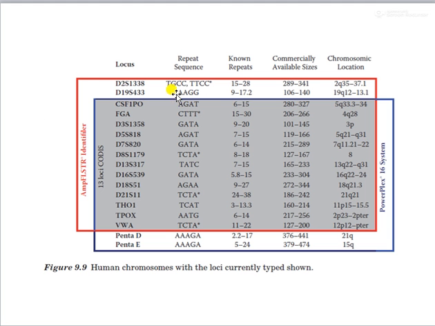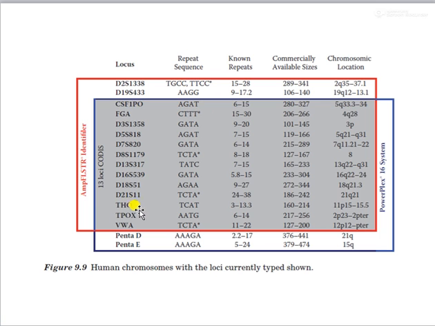Now, I told you in the case of FBI, we use 13 different STR loci to do the DNA profiling of a particular person. If you consider these 13 different loci, you can see that there are different loci in which the STR sequences are found to be repeated. And each locus has a different repeat sequence. AGAT in the case of CSF1PO.